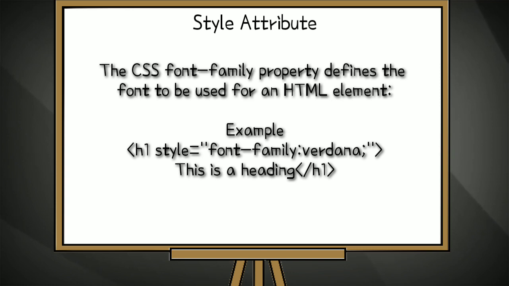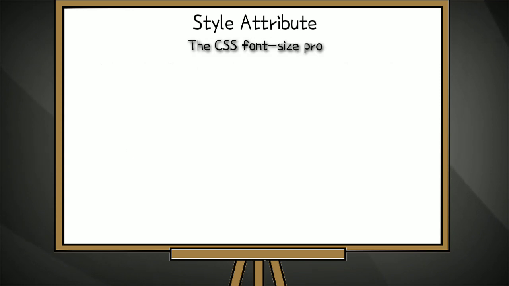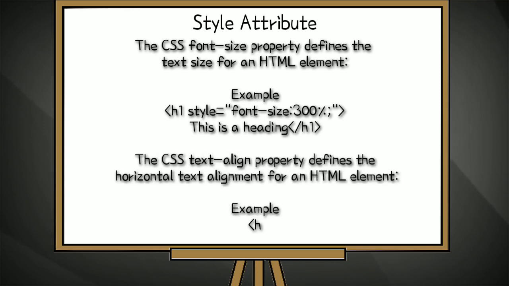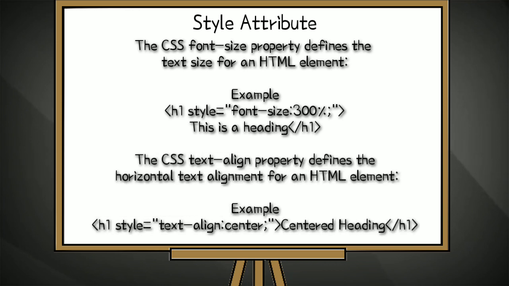The CSS font size property defines the text size of an HTML element, whereas the CSS text align property defines the horizontal text alignment for an HTML element.